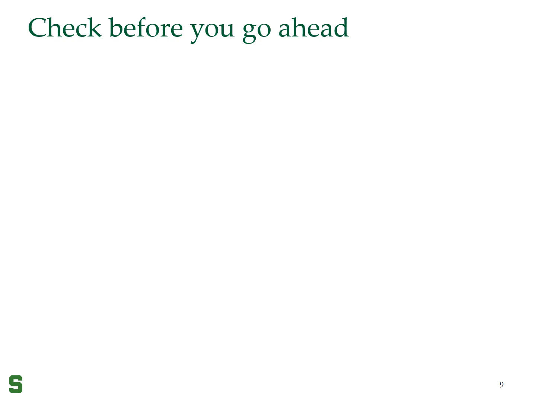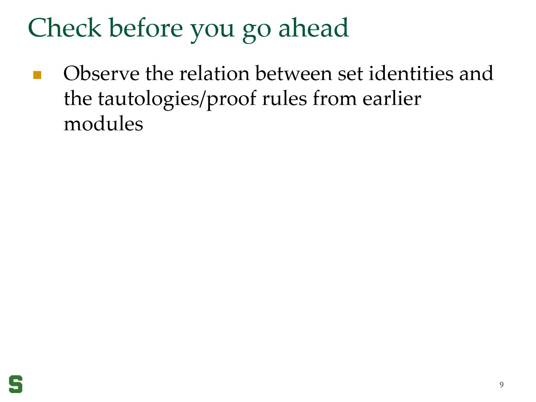Once again, we have reached the check before you go ahead slide. The key thing I want you to get out of this is the relation between the set identities that we discussed earlier and the tautologies or proof rules that we looked at in the earlier modules. The relation is straightforward and as expected, and if you try to prove the set identities, essentially the proof would be very similar to what we did in the earlier modules.